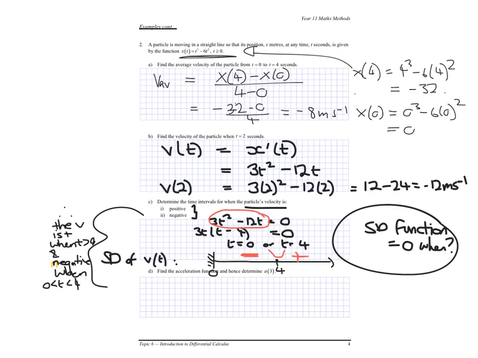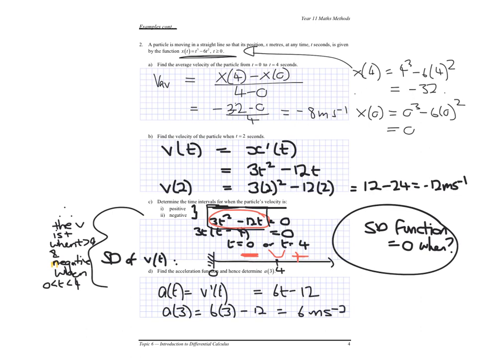So just be careful there. Then find the acceleration function and hence determine a of 3. So acceleration, remember we said before, acceleration is just the derivative of the velocity. That's going to equal 6t take 12. If we multiply down, subtract 1 with this function up here, we're differentiating the velocity. And so a of 3 then is going to equal 6 times 3 take 12, which equals 6 meters per second to the negative 2.